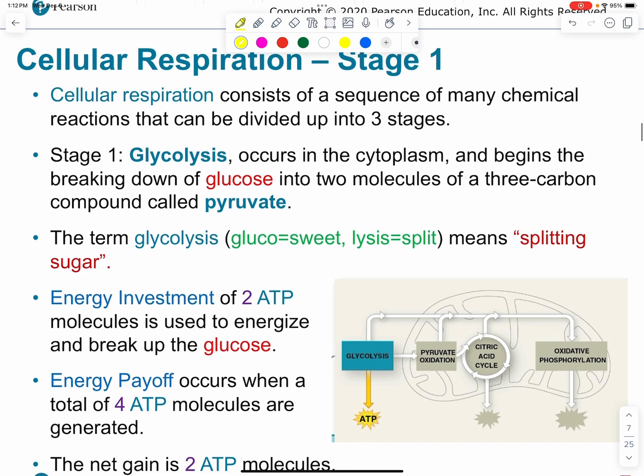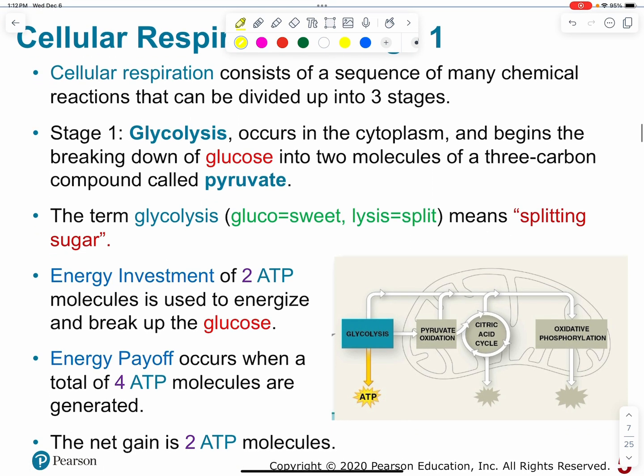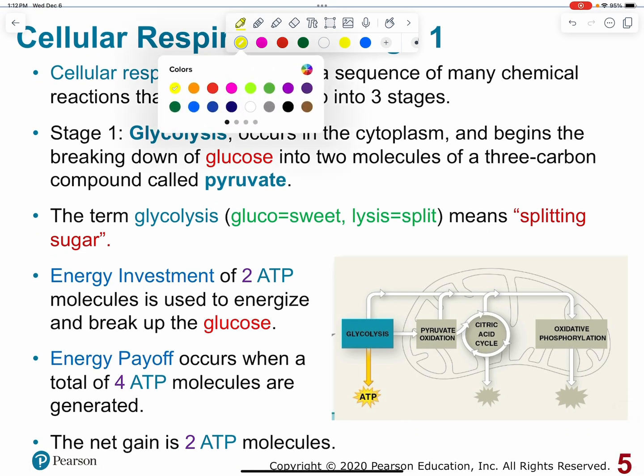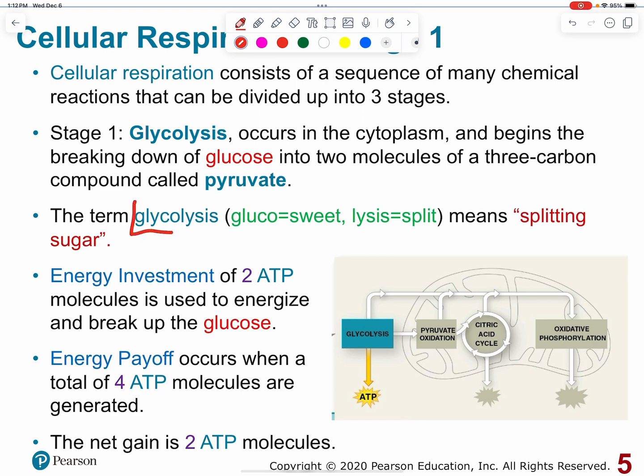So stage number 1, it's called glycolysis because it is going to act on glucose. So it's got the word glyco for glucose, and that is sweet because it is a sugar.